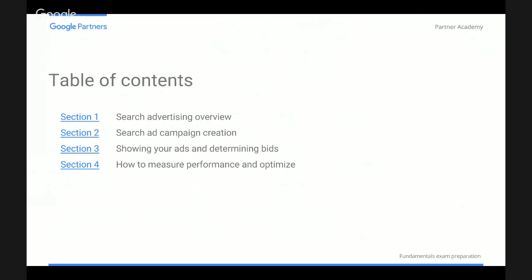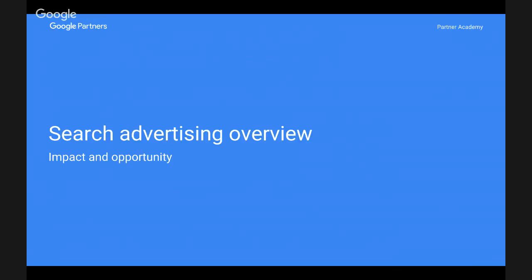The presentation is split into 4 parts. The first one will be about search advertising overview. Then we'll shift over and talk about search ad campaign creation, followed by showing your ads and determining bids for them, and finally measuring your performance and optimizing on that. All right, so let's get started with step 1, which is a small overview of search advertising.